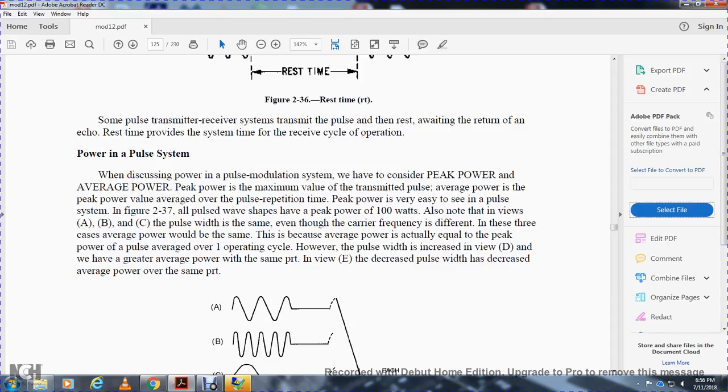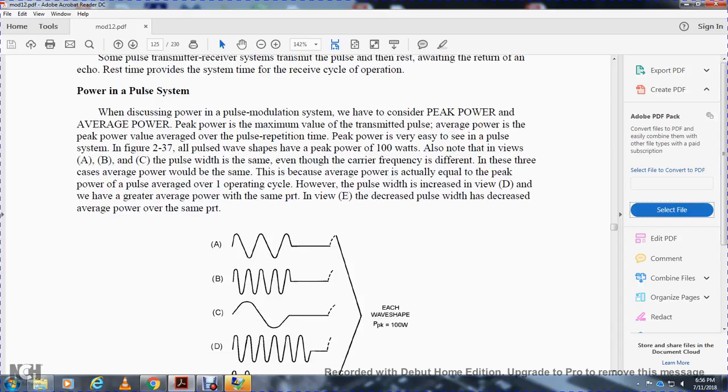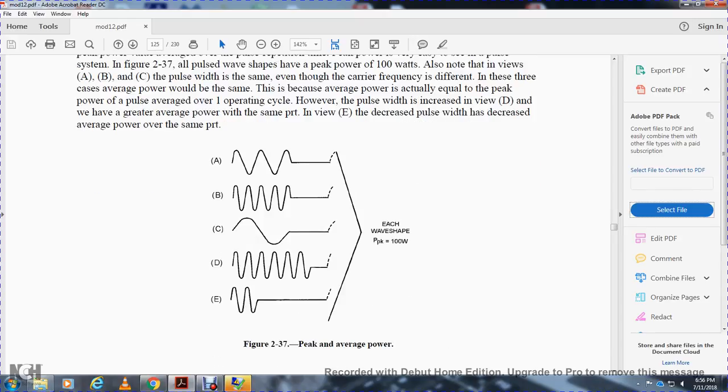This is because the average power is equal to the peak power of the pulse averaged over one operating cycle. However, the pulse width will be increased in view D and will have greater average power over the same pulse repetition time. In view E, the decreased pulse width will decrease the average power over the same pulse repetition time. Peak power is the same; each wave shape has a peak power of 100 watts.